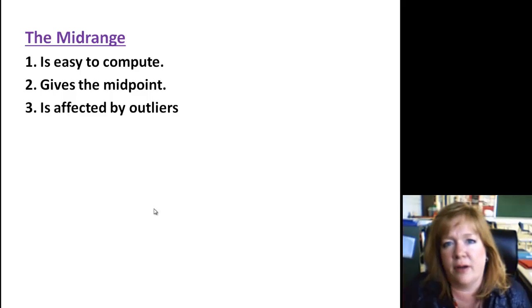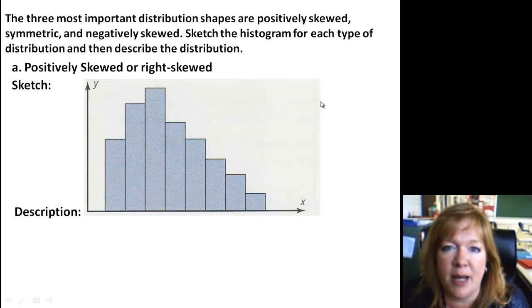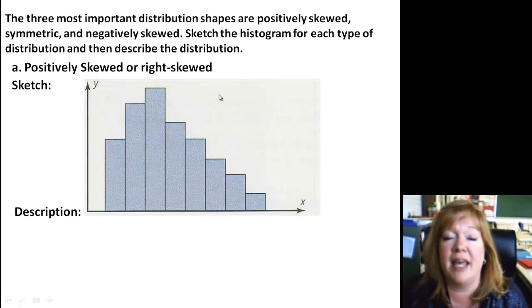Now, where these averages, or measures of central tendency, fall in your data distribution can help you describe it. Here are the three most important distribution shapes: positively skewed, S-K-E-W, no R in there, and negatively skewed. This one right here is considered positively skewed. I know this seems backwards. Doesn't it look like more of the data is on the left, so you'd say it's left skewed? But it's not. They say positively skewed or right skewed.